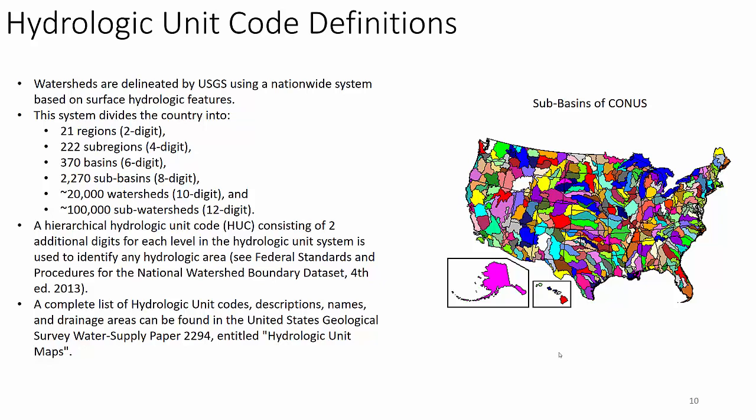That's a separate set. So Hydrologic Unit Code, consisting of 2 additional digits for each county level system, is used to identify any hydrologic area in the U.S. It's like a zip code. A complete list of these are provided in the USGS Survey Water Supply Paper 2294. And also, at the end of this lecture, you'll see a Find Your Watershed website.